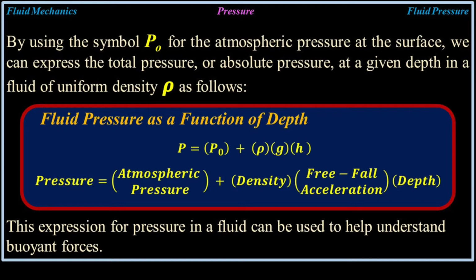Fluid pressure as a function of depth: P equals P naught plus rho g h. Pressure equals atmospheric pressure plus the product of density times free fall acceleration times depth. This expression for pressure in a fluid can be used to help understand buoyant forces.